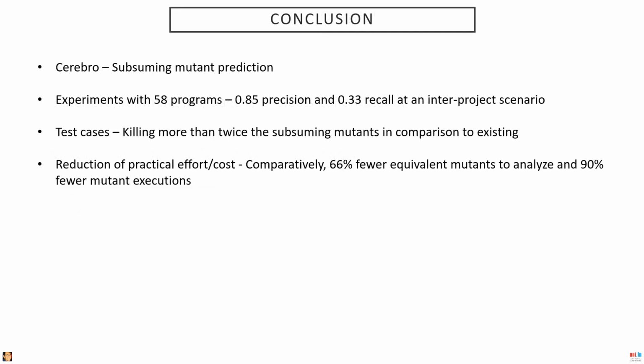To conclude, I presented our approach, Cerebro, that statically selects subsuming mutants with comparatively higher prediction performance than the baselines. Additionally, the results showed that Cerebro selects much fewer mutants, leading to stronger test suites.